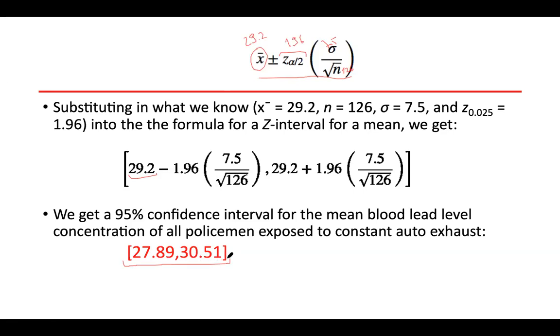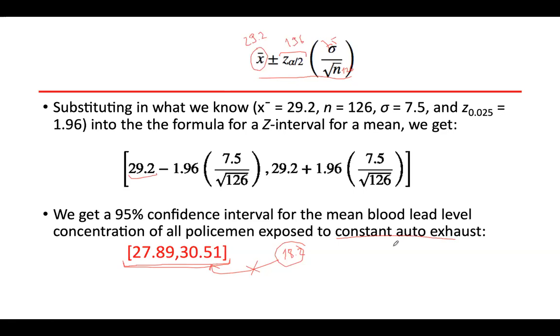So I am 95% confident that the mean blood lead level concentration of all policemen exposed to constant auto exhaust is between this. What was the actual without any exposure? 18.2. So this is not here. So I can say that constant auto exhaust exposure will increase the blood lead level in policemen in the Taksim area. This is how we approach this problem.